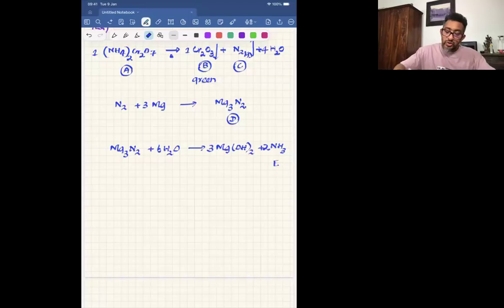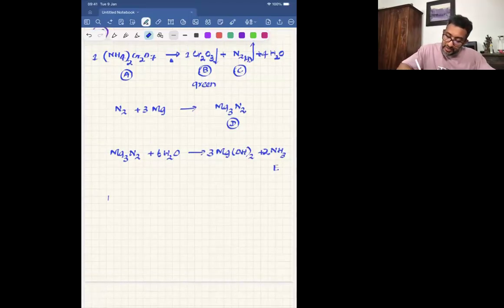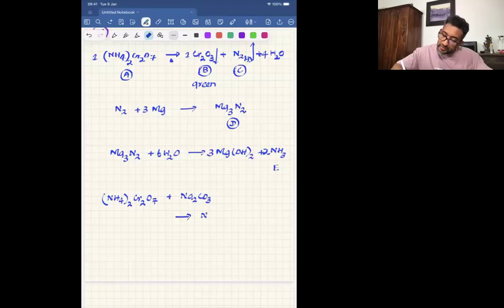When A was heated with sodium carbonate, what is that? Ammonium dichromate reacts with sodium carbonate. What would you get? You get sodium dichromate, Na2Cr2O7. Then gas E was formed: ammonia and ammonium carbonate, ammonia, water and carbon dioxide.